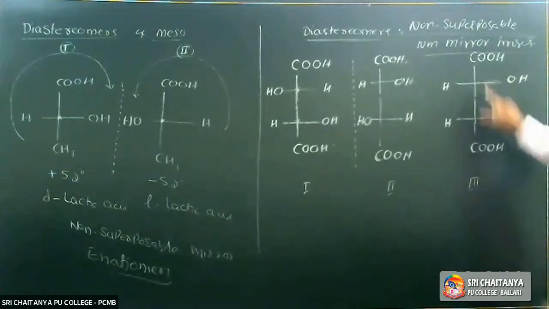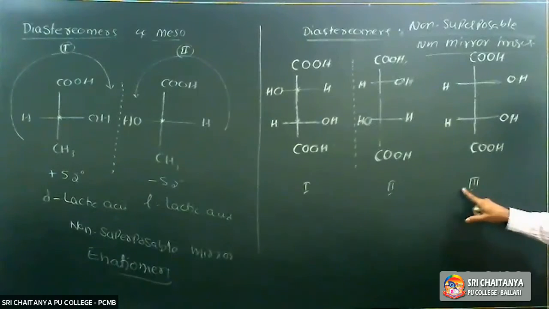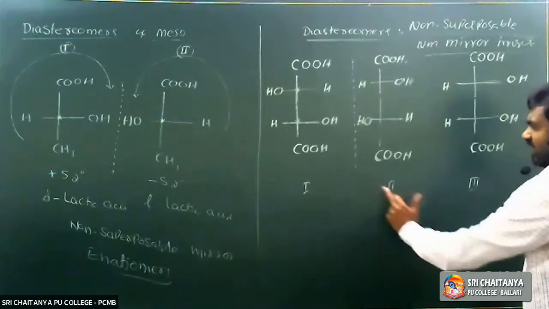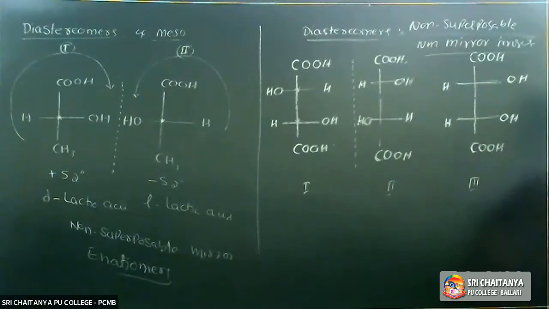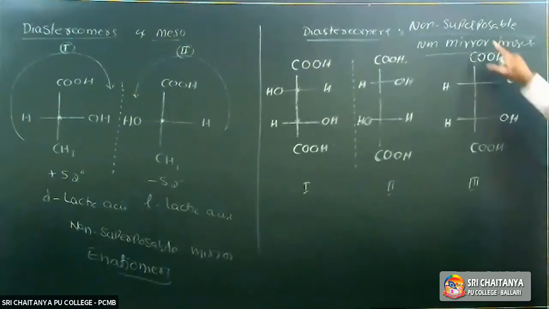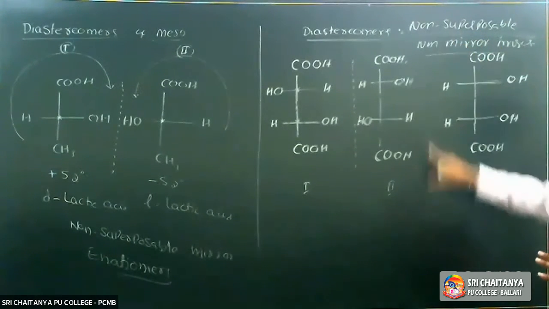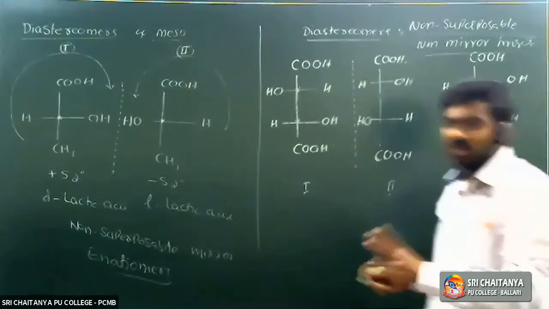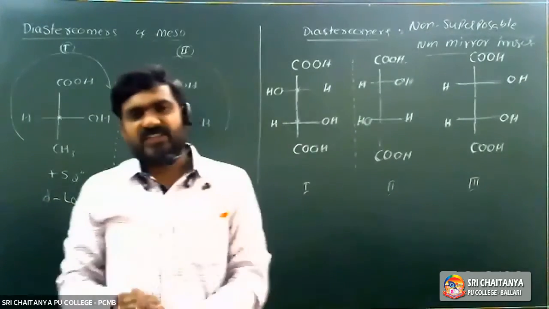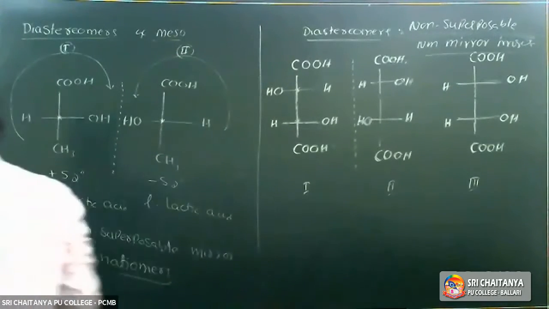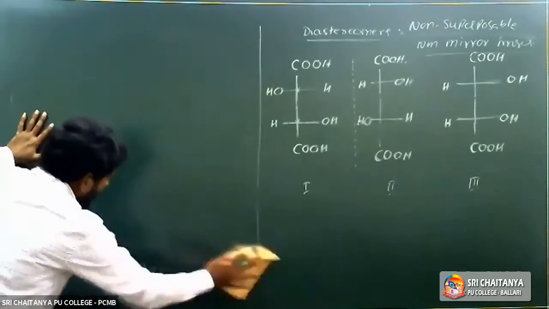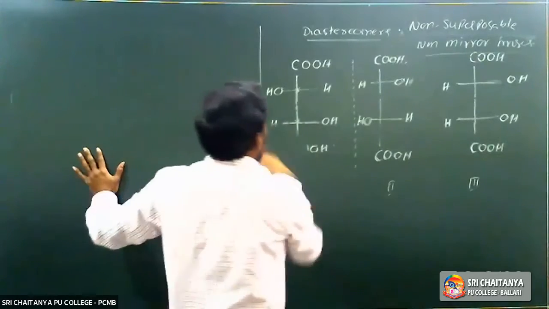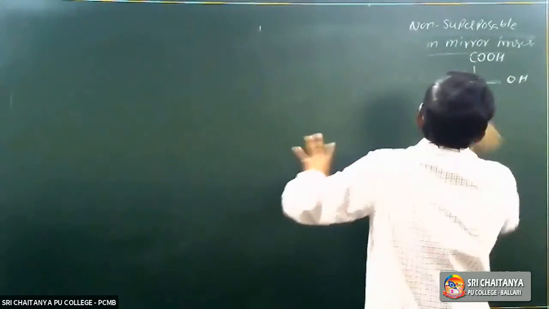So another possibility, take a mirror image of the third compound. So 1 and 2 are enantiomers. 1 and 3, 2 and 3 are not mirror images, and they are non-superimposable. So non-superimposable, non-mirror images are called diastereomers. Diastereomers differ in their physical properties. Next, what is the fourth possibility? And what is the meso form? What is the meso form in tartaric acid?